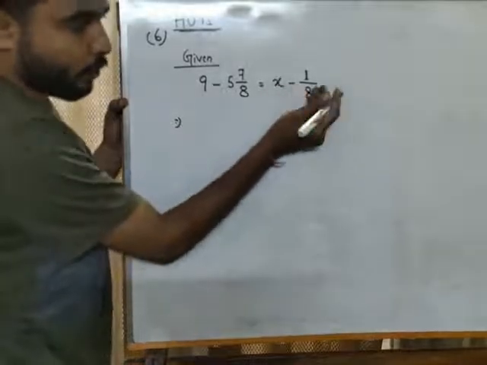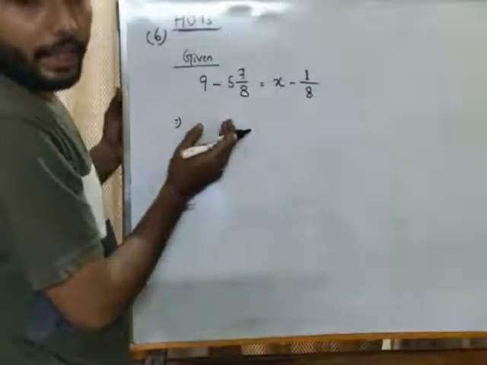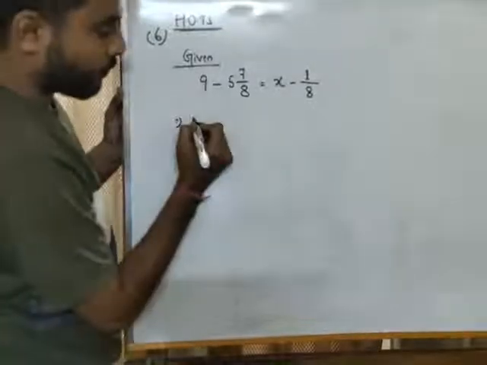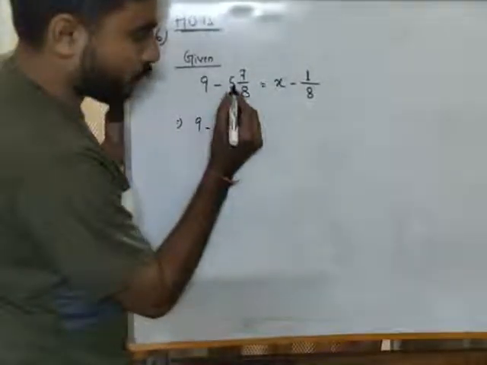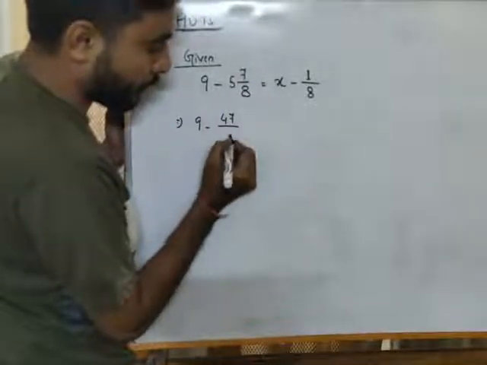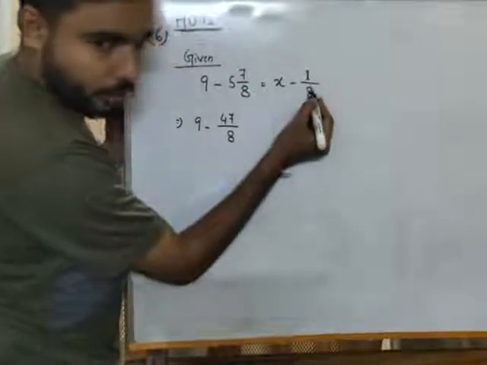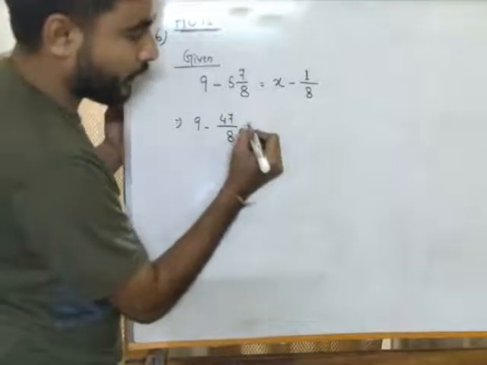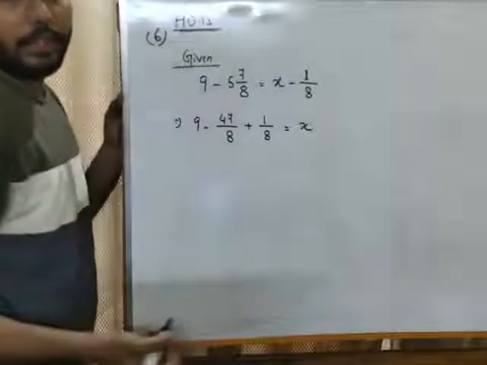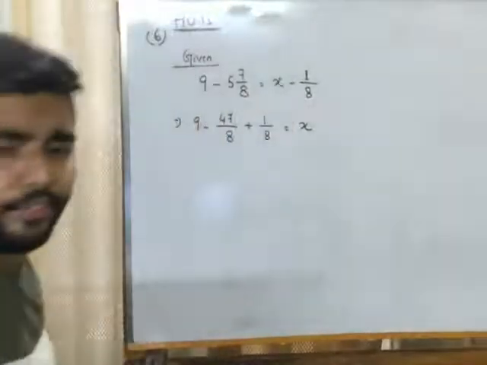So to find x, all the numbers will be taken on one side and x will be left alone on one side. Okay. So here 9 minus 5 8 times 40, 40 plus 7 is 47. From improper mix we have converted into improper. Minus 1 by 8 when taken this side will be added and it will be plus 1 by 8 is equal to x. Clear everyone?